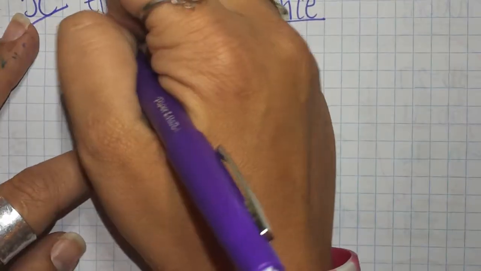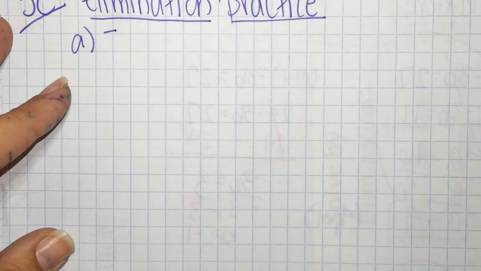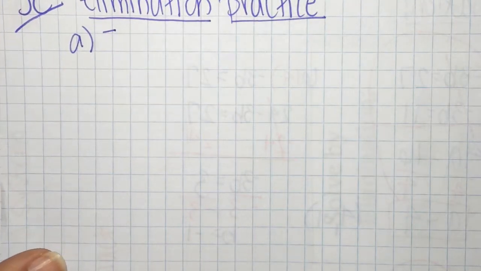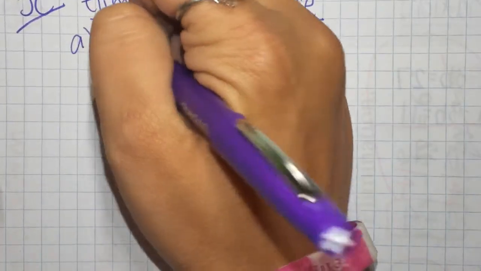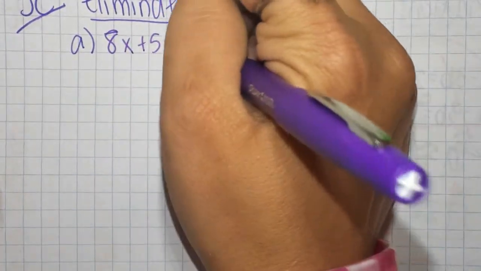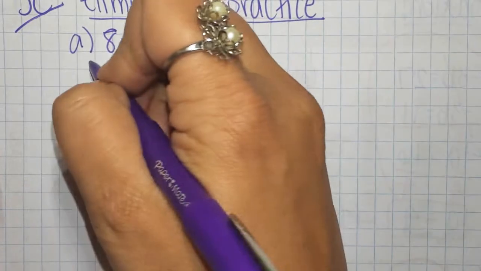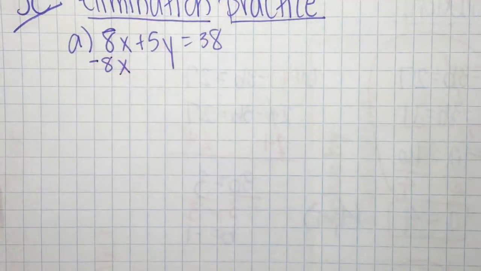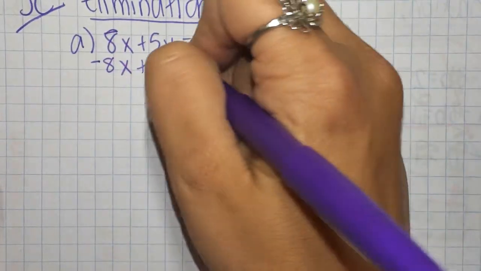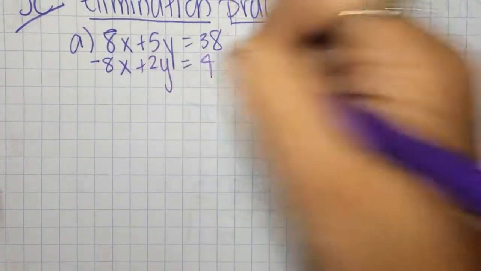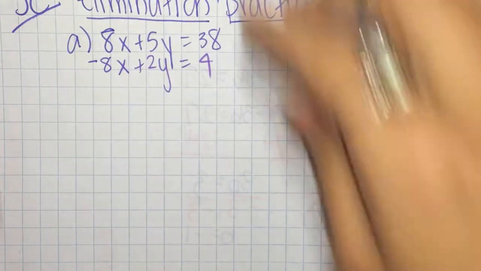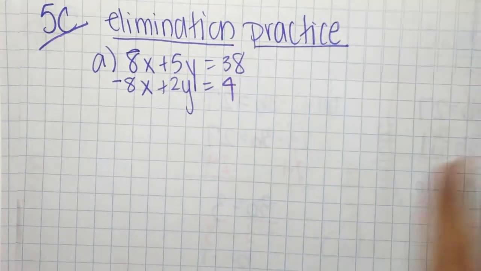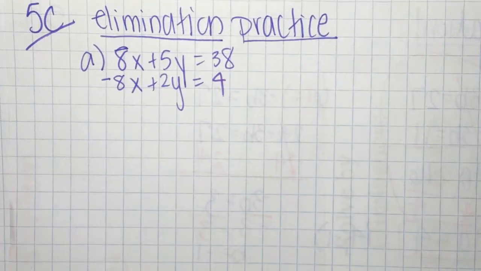Did we do a problem with F and G yesterday? Nope. We did? We did 7F plus 3G? Okay, did we do 8X plus 5Y? Okay. But it sounds familiar. Well, we did it last year. All right, 8x plus 5y equals 38. Negative 8x plus 2y equals 4.